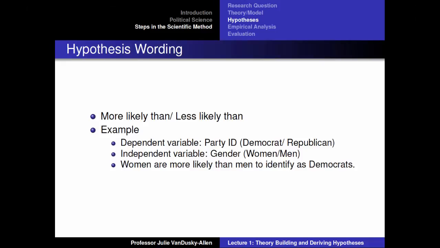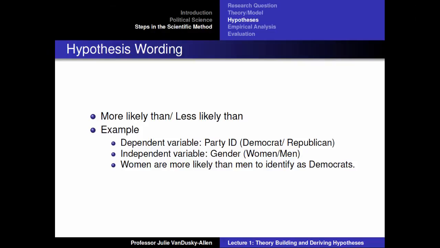There are several different ways to write hypotheses. In the next few slides, I will provide you with some templates on how to write hypotheses. First is the more likely than, less likely than template. This template is useful when you have an independent variable that has only two categories and a dependent variable that only has two categories. For example, imagine your dependent variable was party identification. It only takes on two categories, Republican and Democrat. And your independent variable is gender, which also only takes on two values, women and men. You could write, women are more likely than men to identify as Democrats.